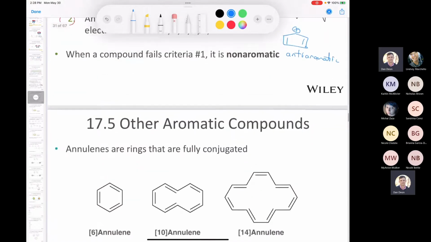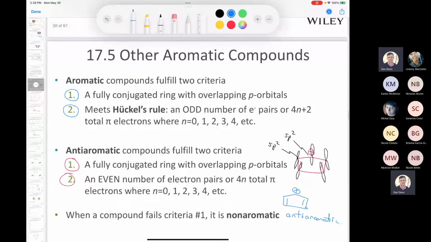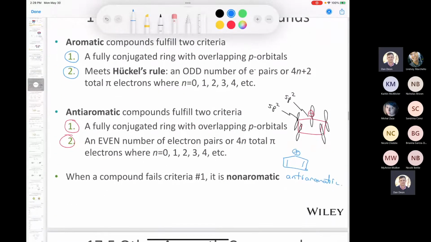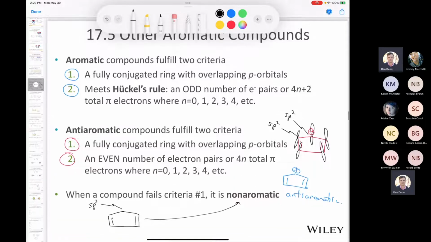All right. If a compound fails the first criterion, it would be non-aromatic. Let's say, for example, you have this compound, cyclopentadiene, like this. Well, this is an sp3 hybridized carbon. Therefore, you do not have a continuously overlapping system of p orbitals. And so this compound would be non-aromatic.